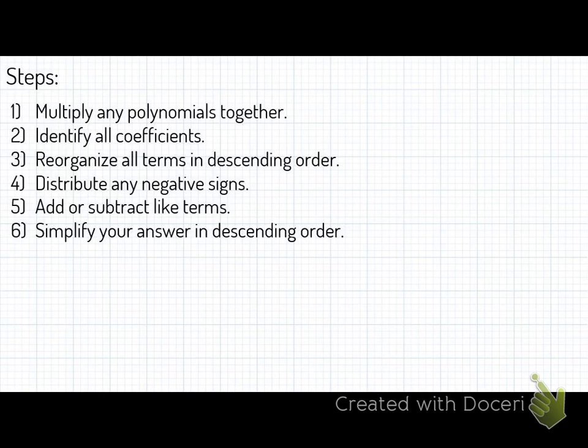Okay, these are the steps. Multiply any polynomials together, identify all coefficients, reorganize all terms in descending order, distribute any negative signs, and add or subtract like terms. Okay? So if you're on the video, please pause here, and we're going to move on.